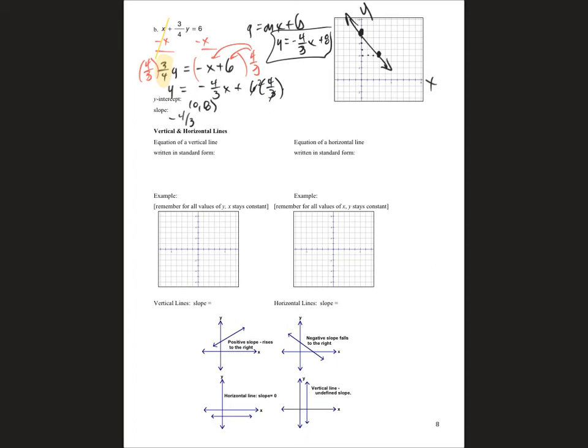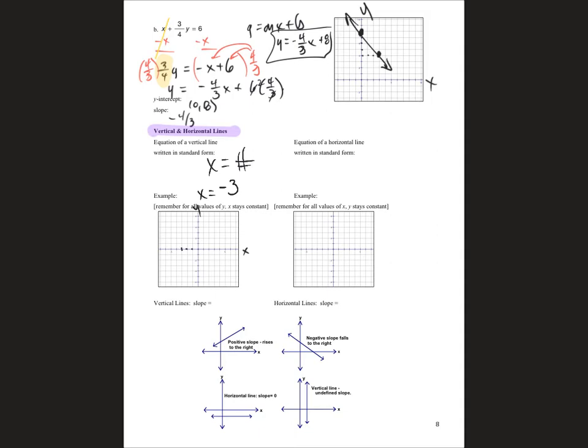Now, there are very special types of lines. Horizontal and vertical lines have very special properties. So let's talk about what the equation of a vertical line looks like. The equation of a vertical line is always going to be x equaling a number. So for example, x equals, let's say, -3. So a vertical line at x equals -3.